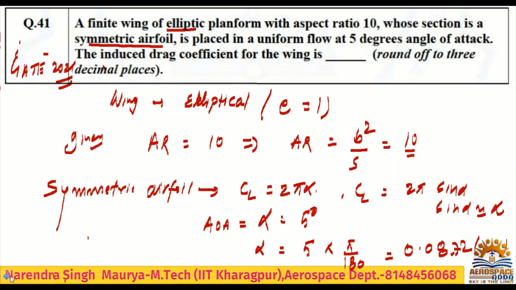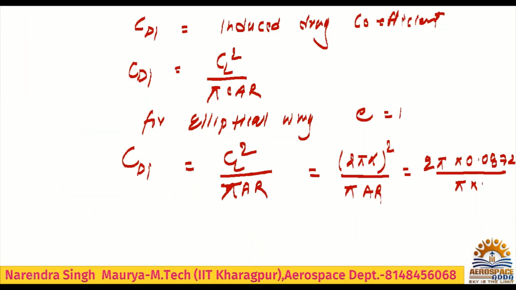Aspect ratio, how much is it given? 10. See, aspect ratio they have given 10. All right, this is the square term. You now calculate this. Okay, if you do this calculation, how much may you get? Approximately, you may get 0.00955. This is the approximate value you may get.